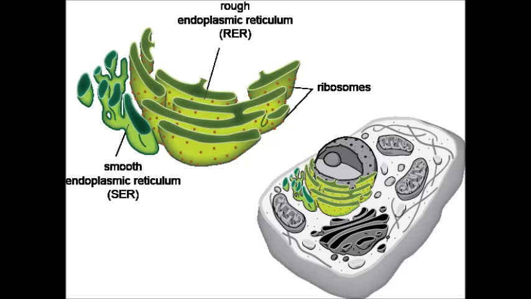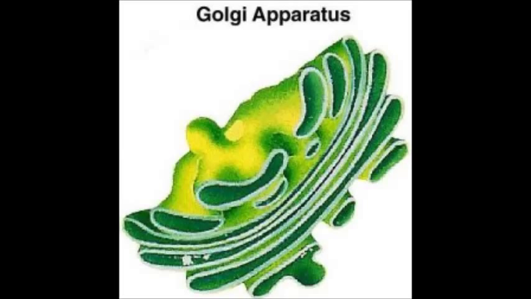The rough endoplasmic reticulum has a more granular surface due to the presence of ribosomes. These ribosomes serve as the site of protein synthesis and are found both on the rough ER and in the cytoplasm. The Golgi apparatus. You can think of the Golgi as a factory for packaging the proteins made by the endoplasmic reticulum. This organelle processes, sorts, and modifies proteins before they are secreted by the cell.